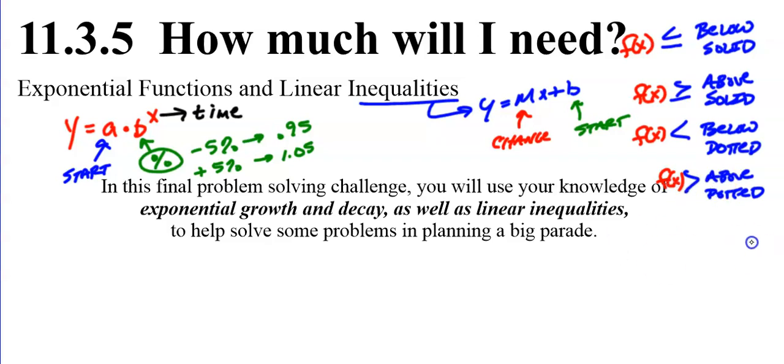So today we're going to be using growth and decay. So this one here is growth, where we have a decimal number larger than 1, and this one here is decay. So using all this, we're going to plan a big parade.